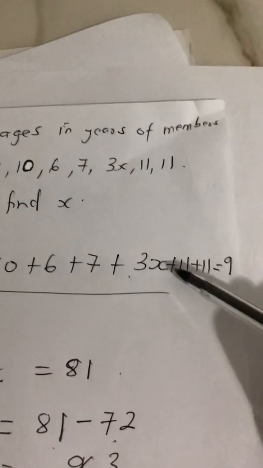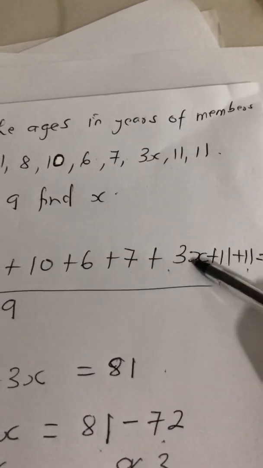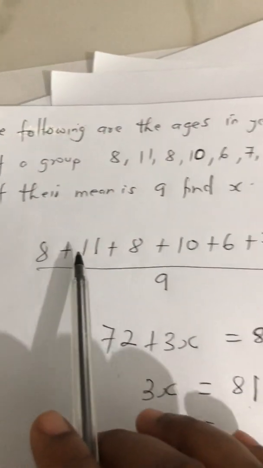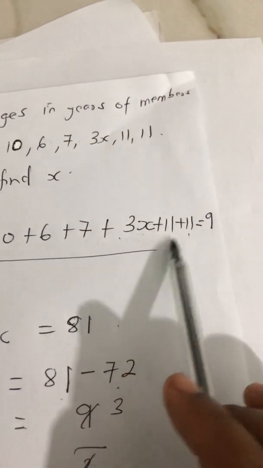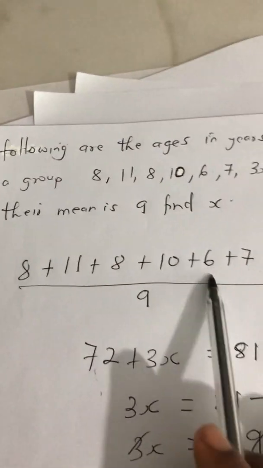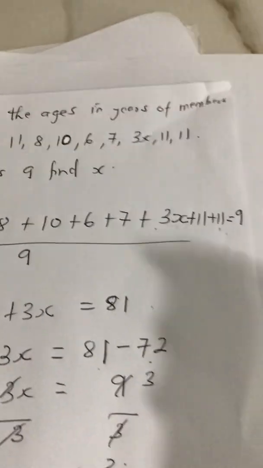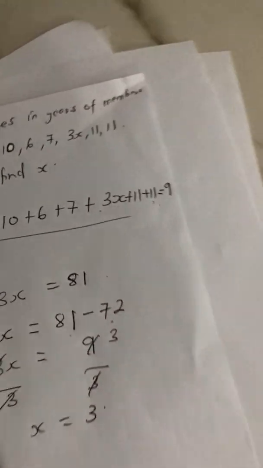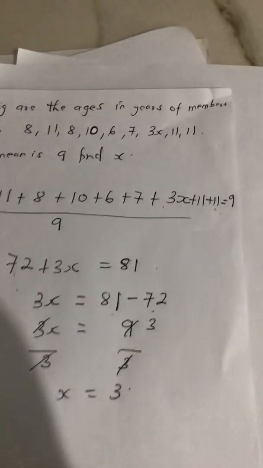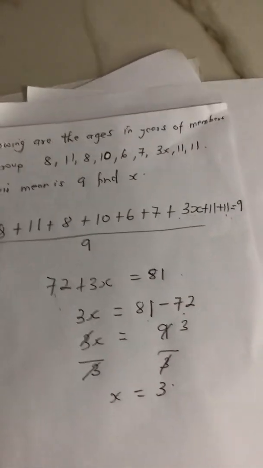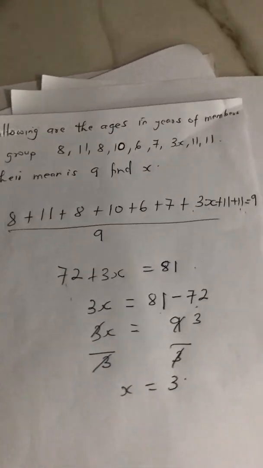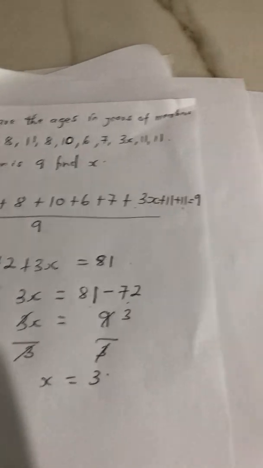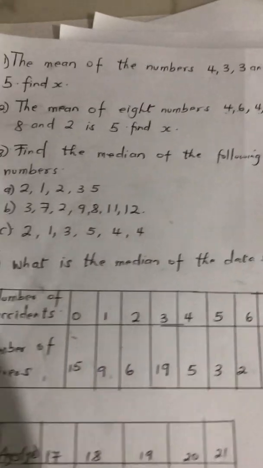So that means you have x here. So you have 3 times 3, 9. So when you had 8, 11, 8, 10, 6, 7, 3 times 3, 9, 11, 11, you are going to get your total all divided by 9 would give you 9. Okay, so I'm sure the total will be 81. So after that, you have found our x. Okay, now let's move to the next part of the question.